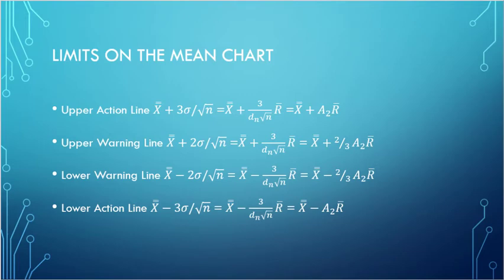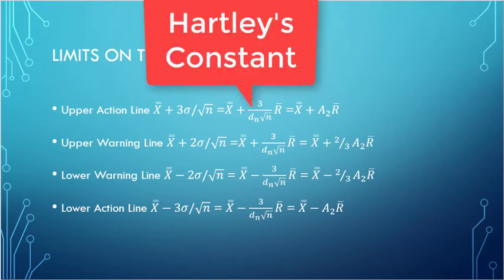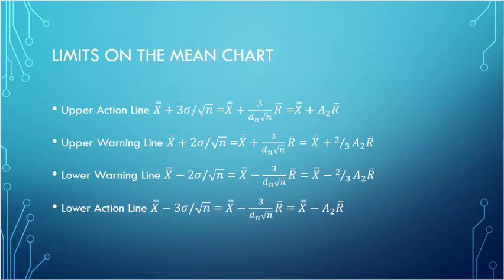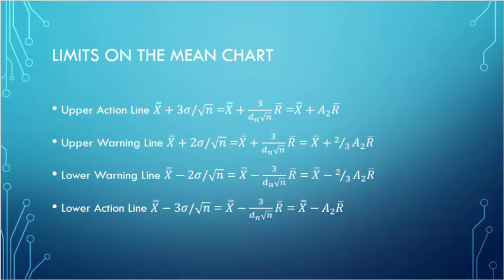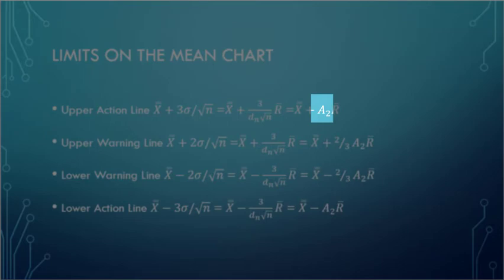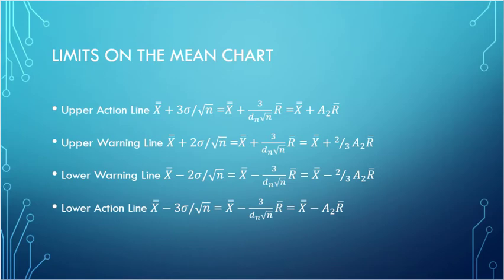If our sample size is relatively small, then the standard deviation of a sample is not a very good estimator for sigma. So when our sample size is small, instead of standard deviation, we're going to use range divided by Hartley's constant. And Hartley's constant depends on the sample size. Now, since Hartley's constant and the square root of n both depend on n, we can turn all of the multiplier into one constant, which is called A2, and just add or subtract A2 times the average range.